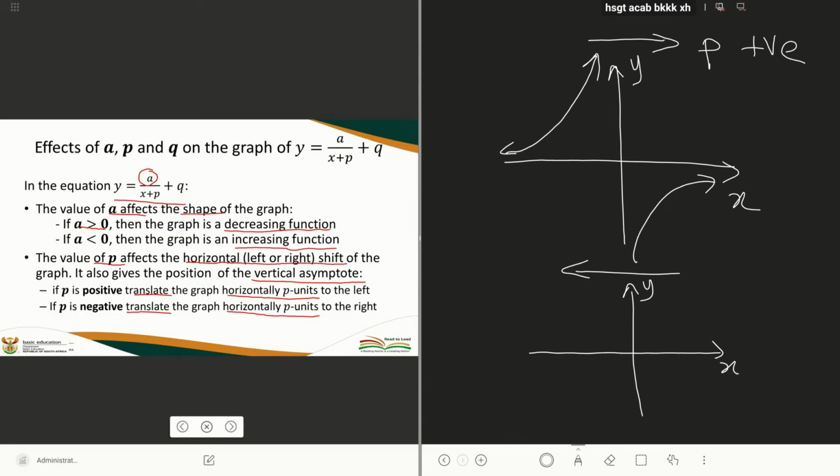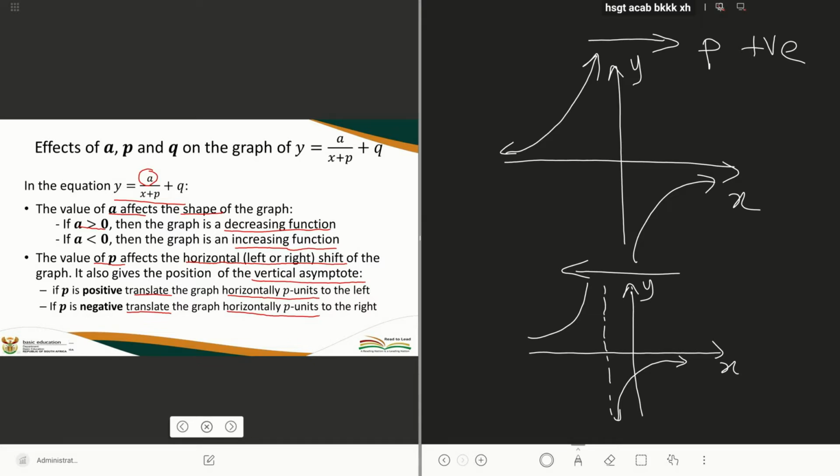So it means that if I were to redraw this graph now with P not being equal to 0, with P being positive, you'll remember your asymptote initially was right here on the y-axis. So you're going to move your graph to the left. This asymptote will also shift as well. The asymptote will shift from the y-axis to the left, and then your graph will also shift. So your graph will look something like that. So there's a shift of your graph to the left because your P is positive.